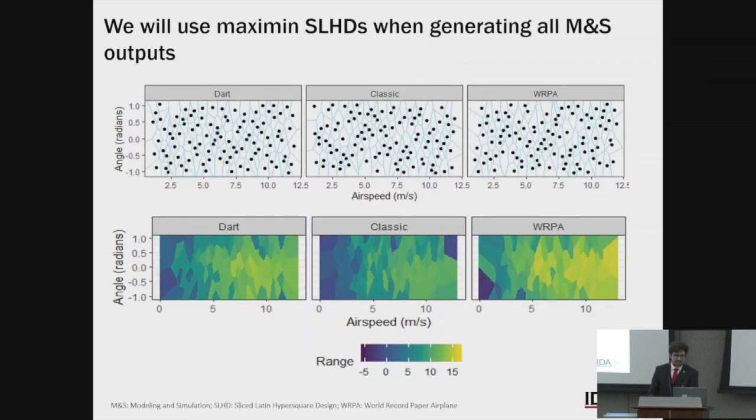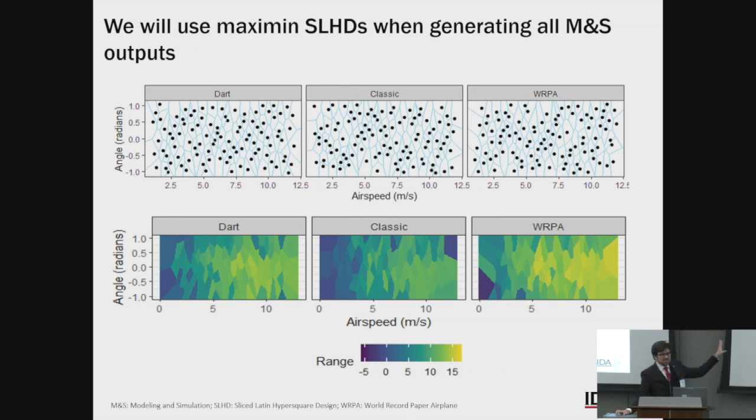Going back to that example, here is an example of a sliced Latin hypercube design for the paper plane simulation. In the top row, you see the design points. They look pretty space filling in a two-dimensional space, but as Joanna mentioned, we're often working with far higher than 2 dimensions. All these metrics are better able to describe what it means to be space filling in those higher dimensions when you have lots and lots of factors.